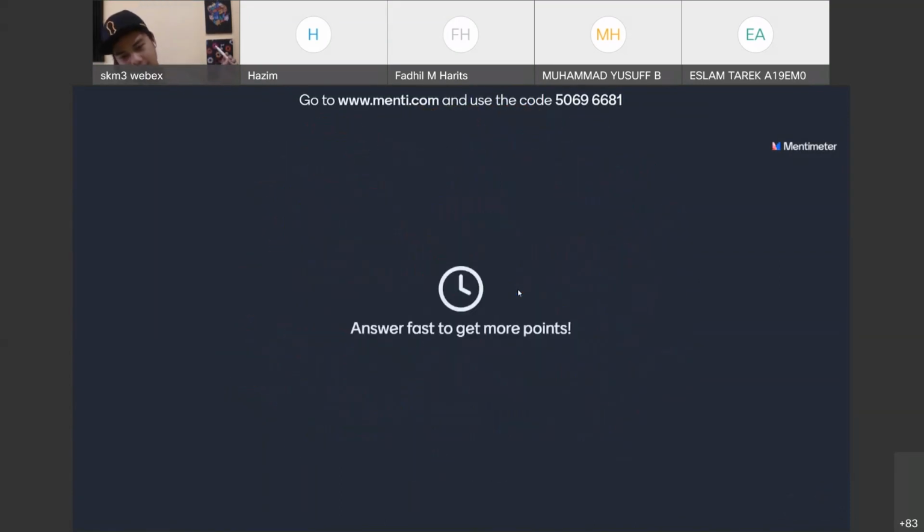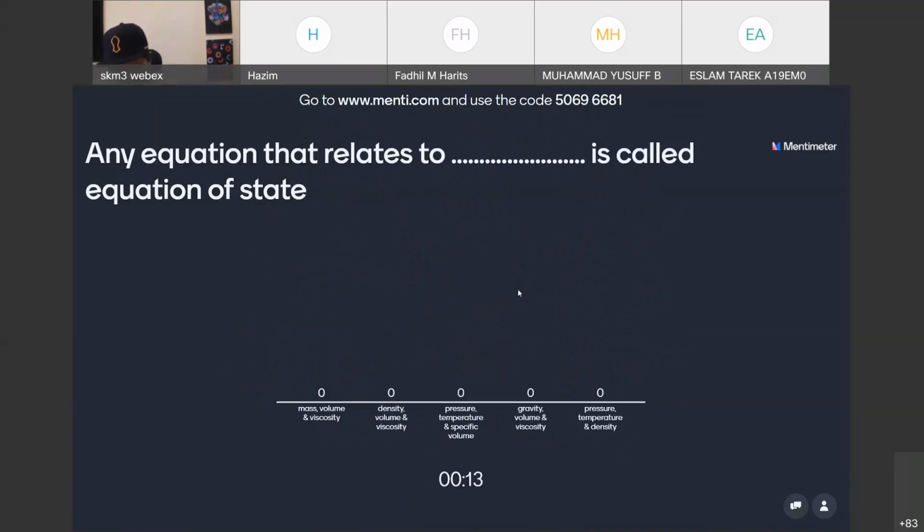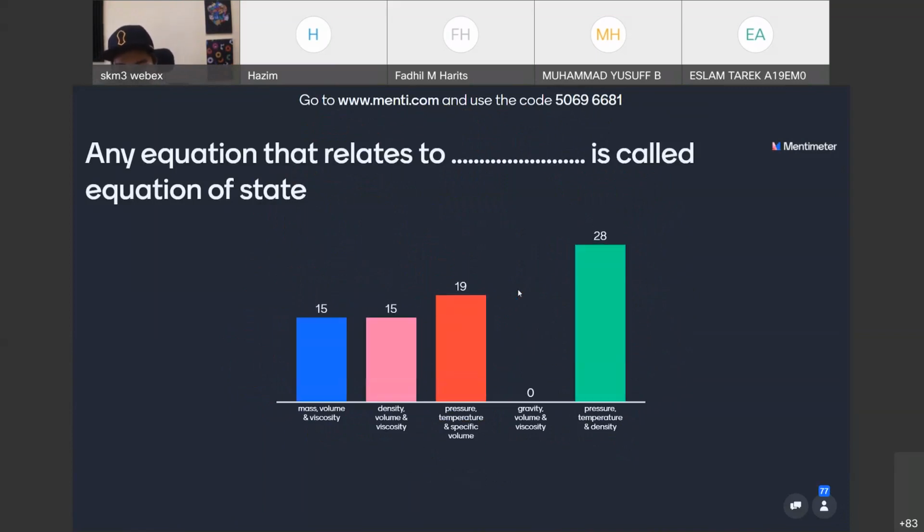Okay, this is the quiz here. Answer fast to get more points. Any equation that relates pressure, temperature and volume is called the equation of state. Faster. Time's up. So the answer is pressure, temperature, and specific volume, as well as pressure, temperature, and density.